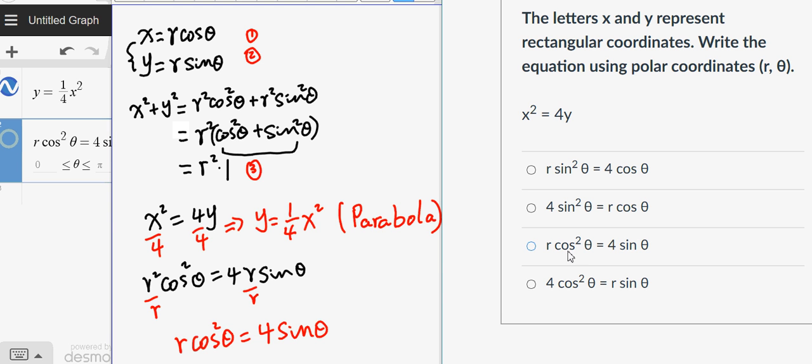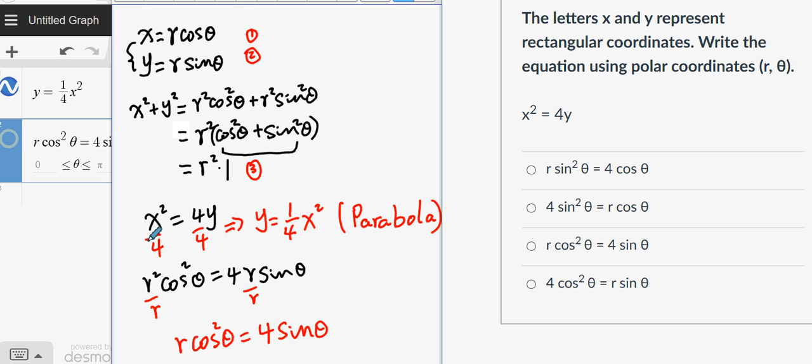Now, if we are given this equation in polar form, then it's hard for us to actually think how the graph looks like. But from the rectangular equation, we can see this is just a parabola.